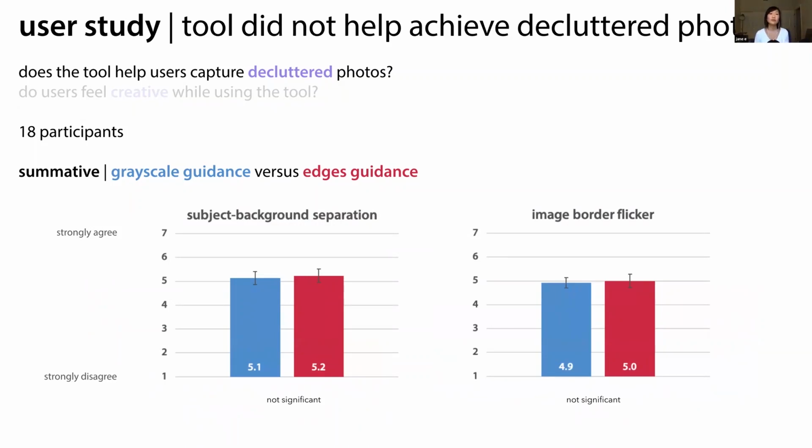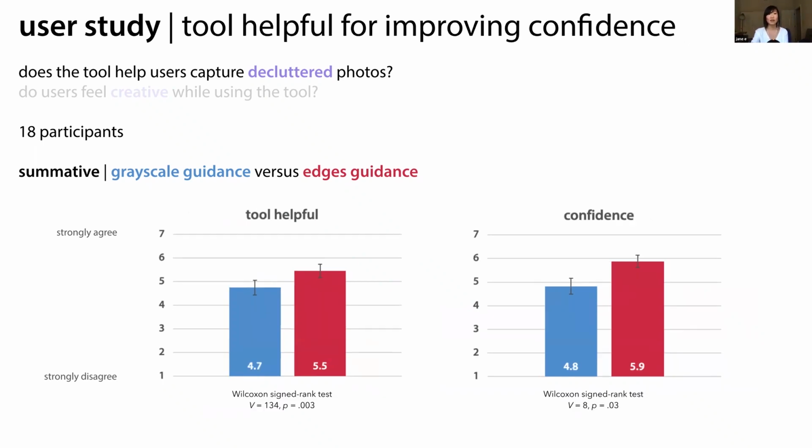For each photo, we asked participants to self-assess them based on subject background separation and image border flicker. We actually did not see a significant improvement in overall quality in terms of these principles. However, participants did believe that the tool was helpful for the task of capturing clear and decluttered images. It also made them feel more confident in their ability to address the decluttering principles of subject background separation and image border flicker.